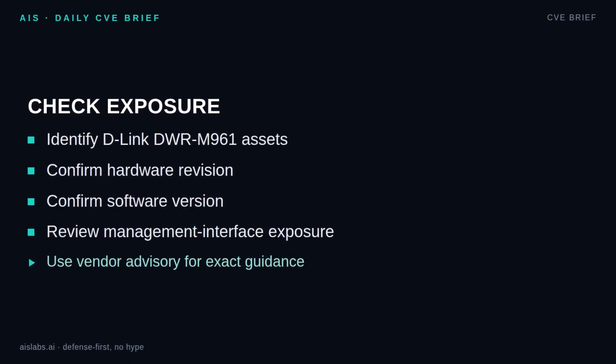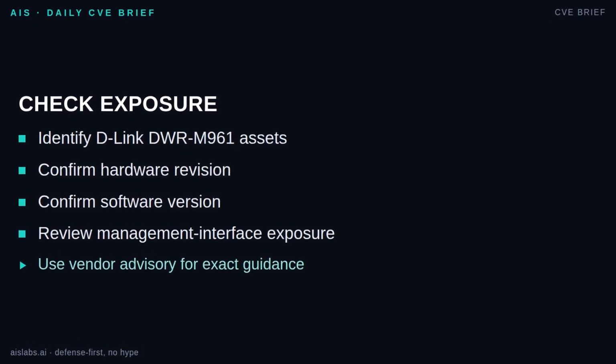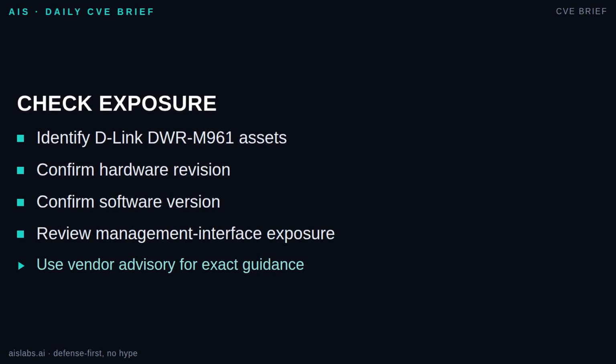To check whether you are affected, start with inventory. Look specifically for D-Link DWR-M961 devices, then verify the hardware version and software version against the official vendor advisory. The NVD description names hardware version C1 and software version 1.1.2_C1 2026-011-0044. But defenders should still defer to D-Link's advisory for the exact affected and fixed status, because vendor guidance is the authoritative source for supported remediation.